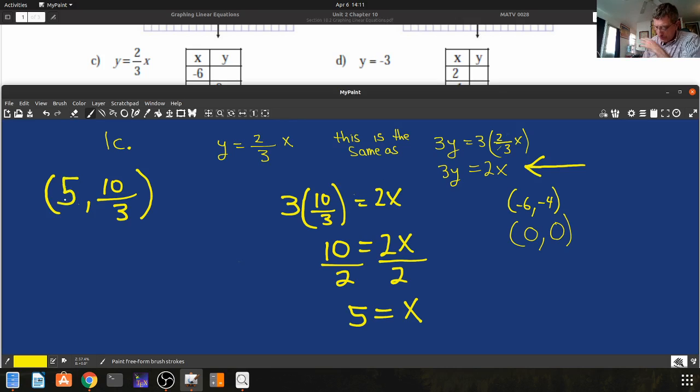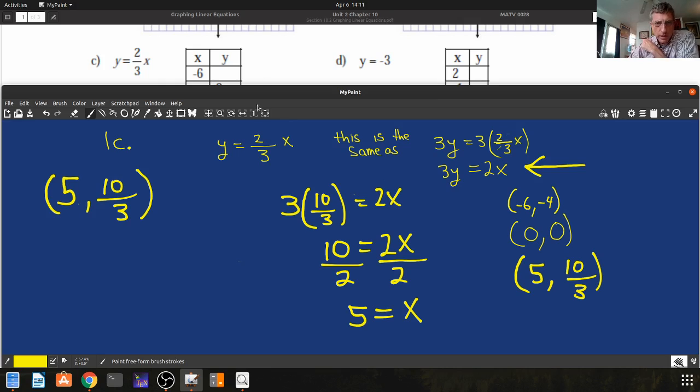So we have 3 ordered pair solutions: 5 and 10 thirds, 0, 0, and minus 6 and minus 4. So let me write those down and let's plot those. Minus 6 and minus 4. 0, 0, so the origin, that's really easy. And 5 and 10 thirds.